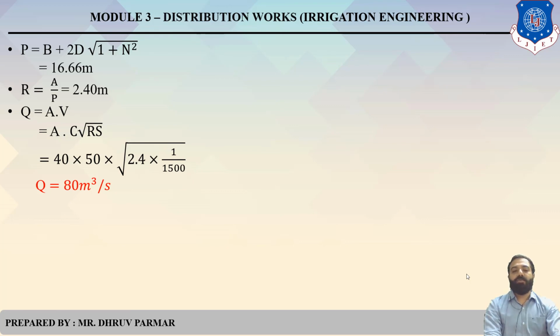Q equals AV. We know the formula of Chezy's V, C under root RS. Then put in these equations. We have the bed slope, we have the area, we have Chezy's constant, we have R. So we get Q equals 80 m³ per second. Clear? So this is the method of design of a non-alluvial channel.